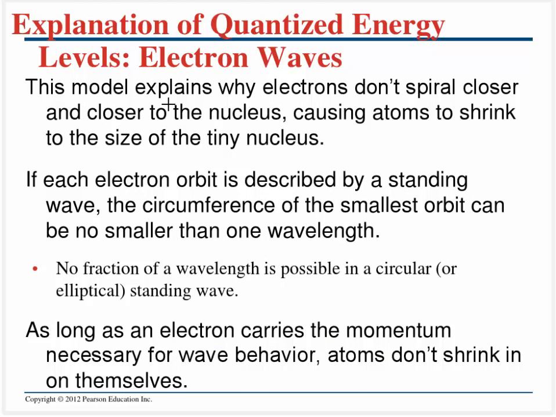So again, this model of electron waves explains why we don't have that kaboom in the simulation where the atom shrinks upon itself. It's because we're treating these electrons now as waves. And it also explains why we have to have discrete orbits and also discrete energies and discrete wavelengths that come out of, say, a hydrogen atom.